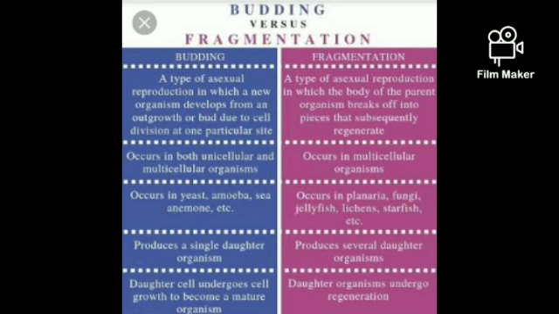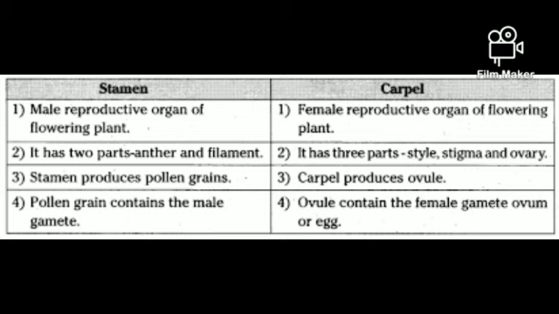Budding occurs in yeast, amoeba, sea anemone, etc. Fragmentation occurs in planaria, fungi, jellyfish, lichens, starfish, etc. Budding produces a single daughter organism. Fragmentation produces several daughter organisms. And for budding, daughter cells undergo cell growth to become a mature organism. And for fragmentation, daughter organisms undergo regeneration.